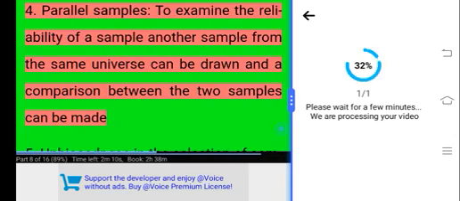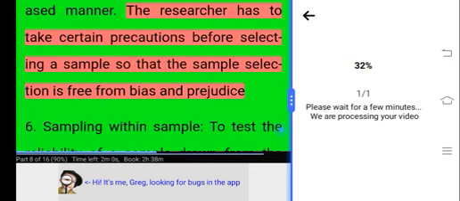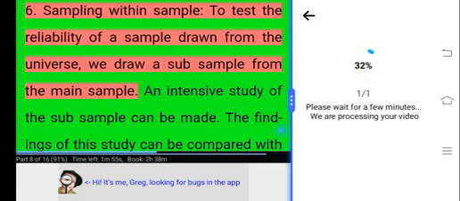4. Parallel samples. To examine the reliability of a sample, another sample from the same universe can be drawn and a comparison between the two samples can be made. 5. Unbiasedness in the selection of sample. Sample is to be selected in an unbiased manner. The researcher has to take certain precautions before selecting a sample so that the sample selection is free from bias and prejudice.